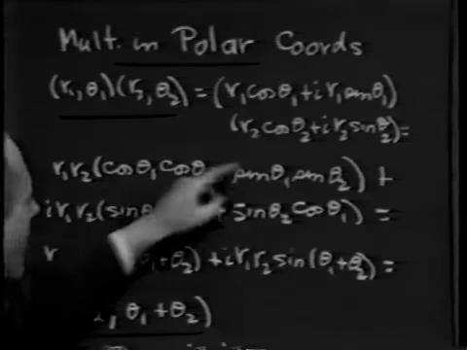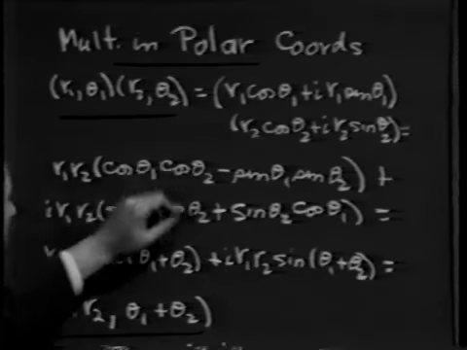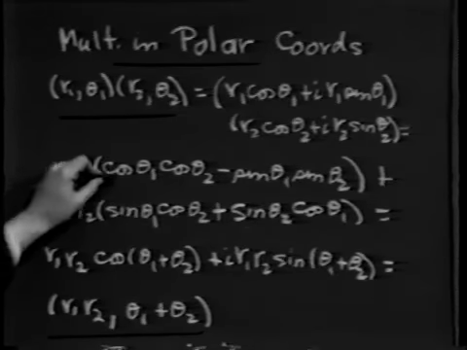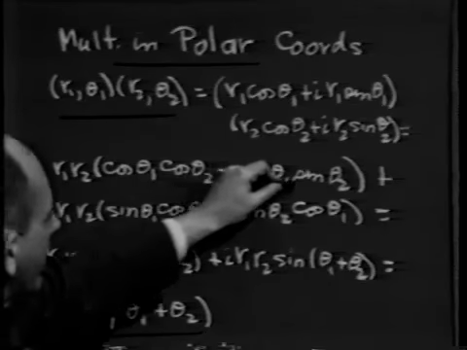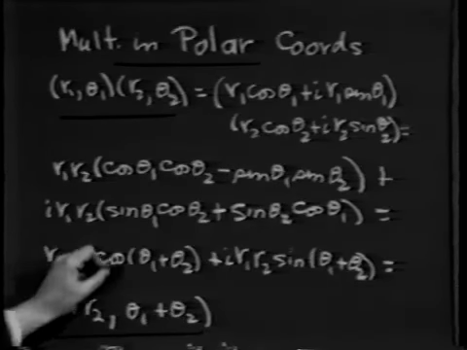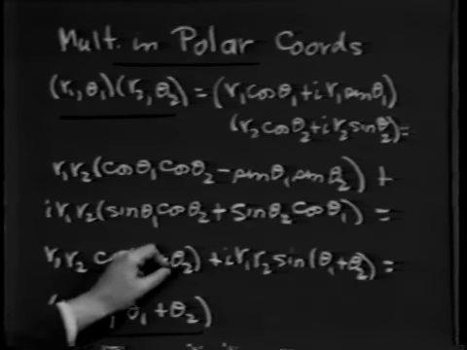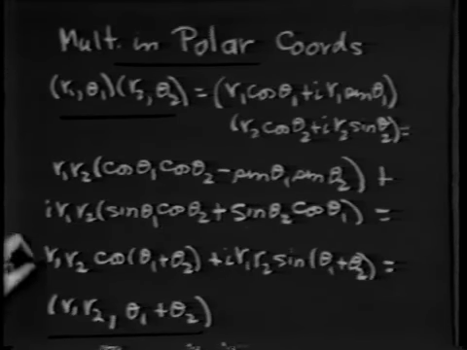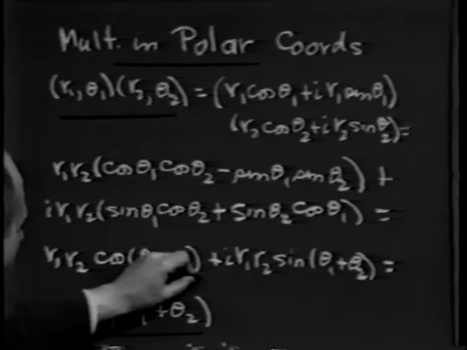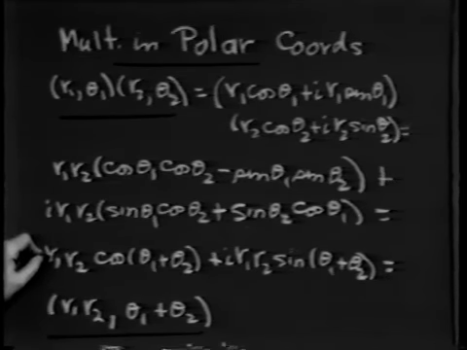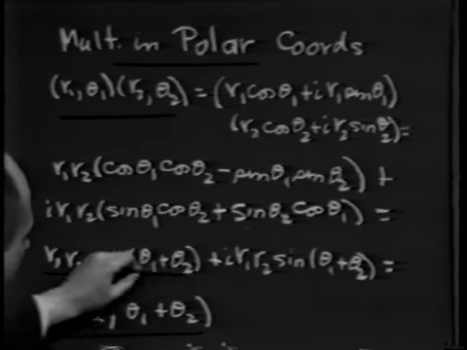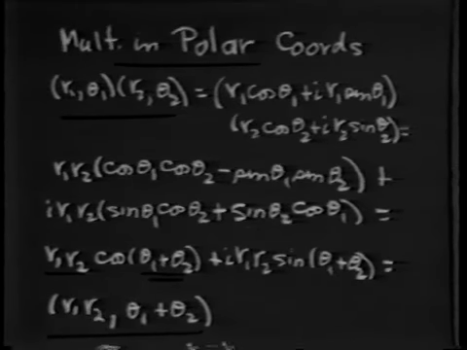If we now remember, theta is a real number. If we recall our trigonometric definitions, cosine theta 1 cosine theta 2 minus sine theta 1 sine theta 2 is cosine of theta 1 plus theta 2. This expression is sine of theta 1 plus theta 2. And remembering now that in polar form, what we're saying is what? This is the complex number whose magnitude is r1 r2, and whose argument is theta 1 plus theta 2.